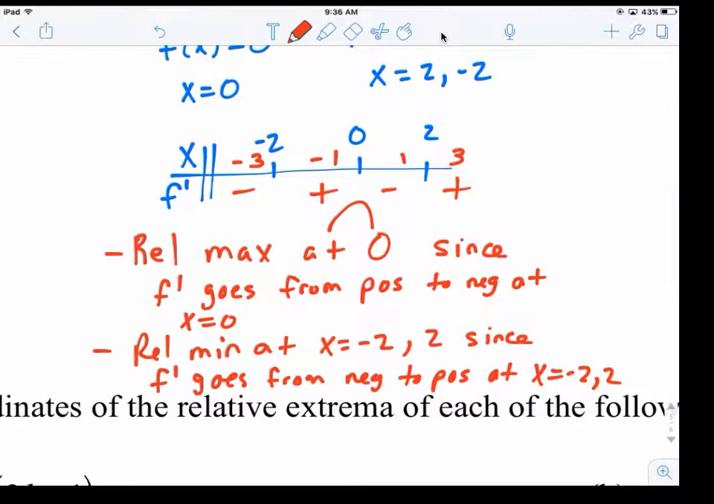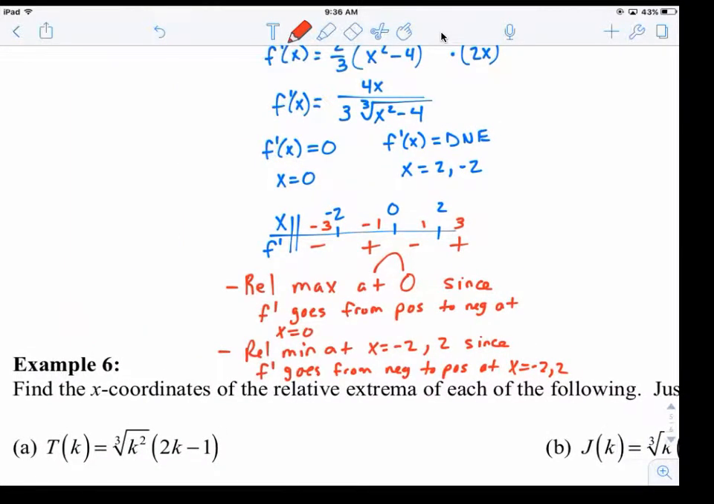All right, where is this function increasing? You're looking for an interval. Right? 2 to infinity. All right, you want to make sure that you're using those values up there. So it's increasing from negative 2 to 0, 2 to infinity, and then it's decreasing from what?